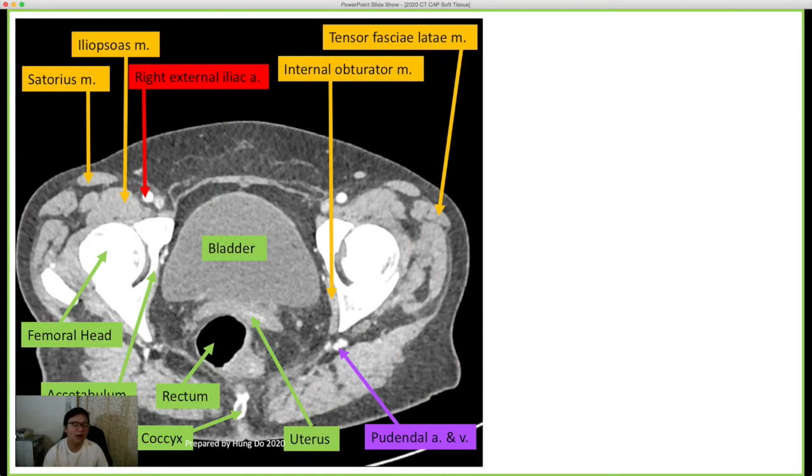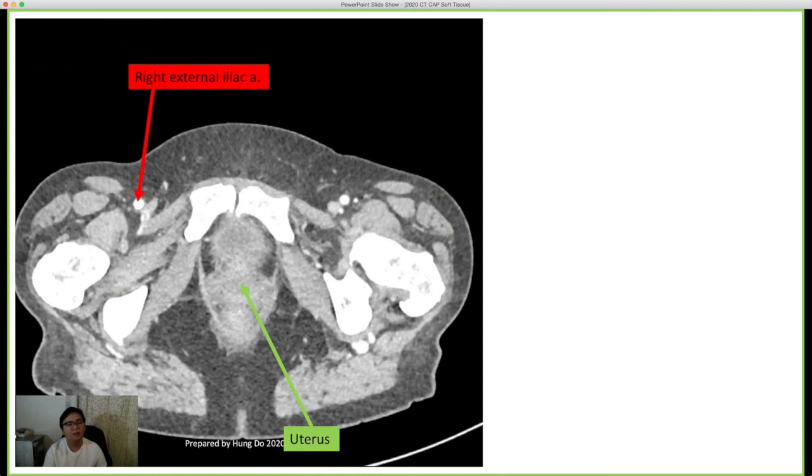The pudendal arteries and veins are there. The acetabulum, the coccyx, and the femoral head you can see there as well. So, yeah, down south, it's just a lot of muscles.